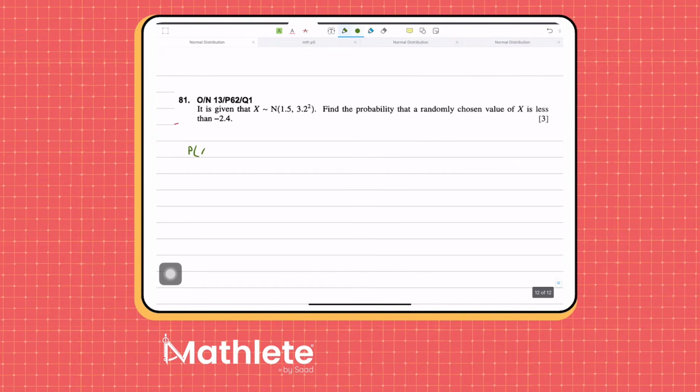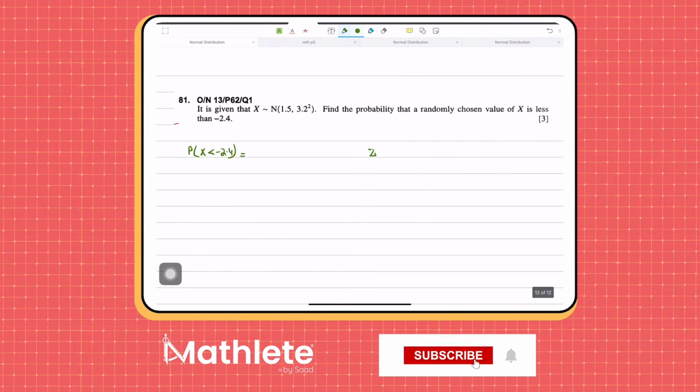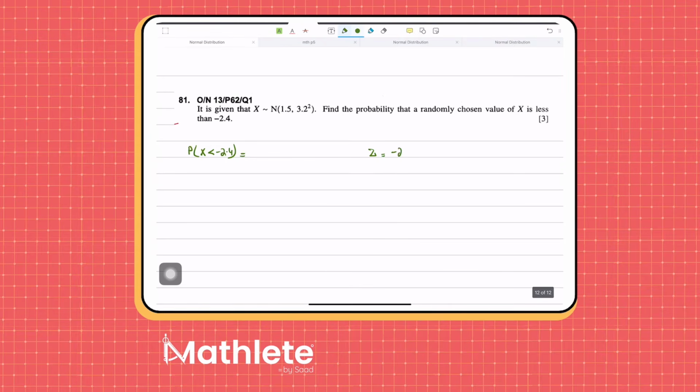The probability that x is less than minus 2.4. That means whatever the phi value is, you don't have to subtract it from 1, unless, of course, it's negative, then you have to subtract it from 1 for a different reason. So the first thing you do is convert this to a z value, which means minus 2.4 minus 1.5 over sigma, which is 3.2.